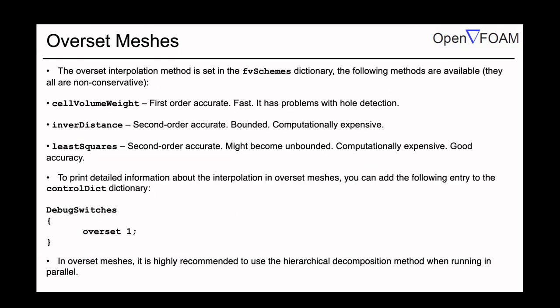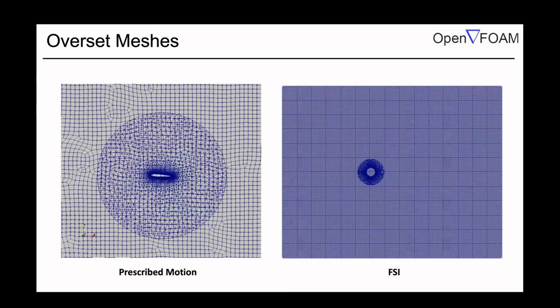Now, as I told, the most important consideration for these overset cases is to choose an appropriate interpolation scheme. So we have three different interpolation schemes: let's say cell volume weight, inverse distance, and least square. They have varied accuracy levels, and they have their own pros and cons. So you have to basically choose the appropriate interpolation scheme which works better for your problem. Right? So this is important.